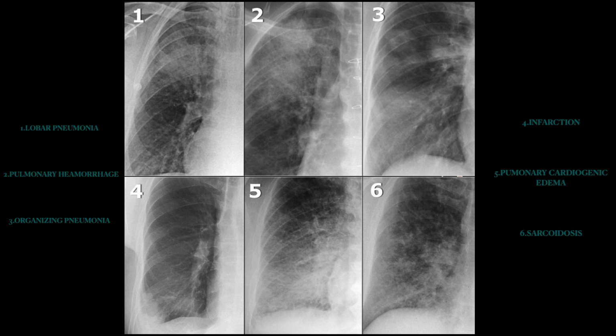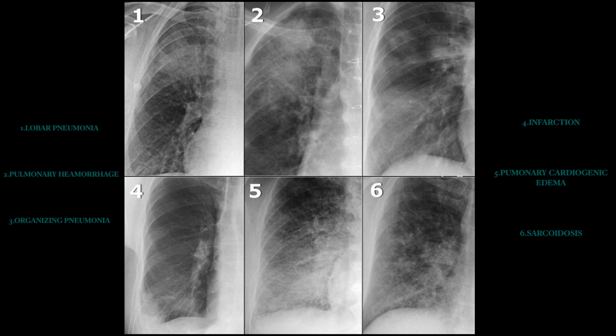So we're going to start with the first image, where the patient presented with cough and fever, and in this case it's a lobar consolidation, especially lobar pneumonia. For the second image, we have a patient with hemoptysis, which means that it's a case of pulmonary hemorrhage. Then in the third case, we can see multiple chronic consolidations, which means it's a case of organizing pneumonia.